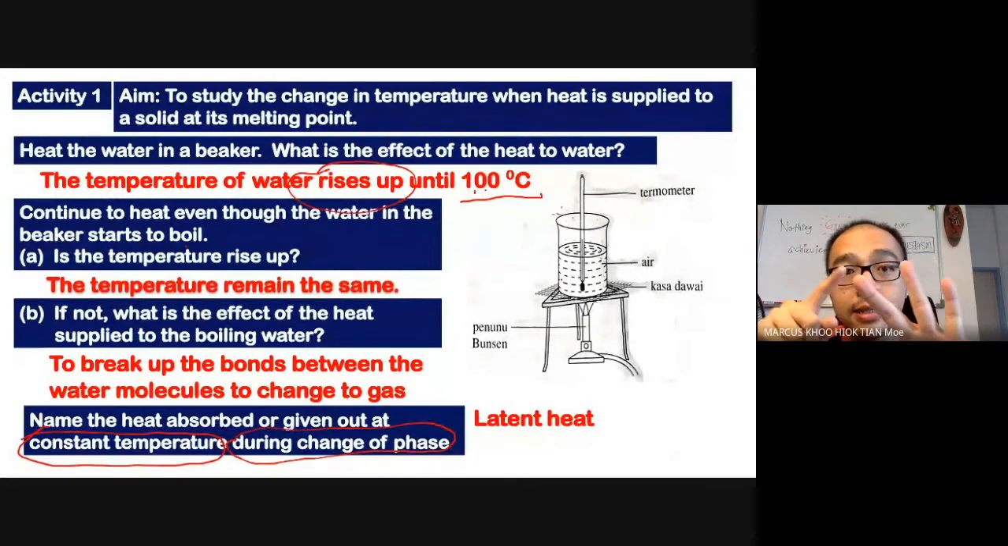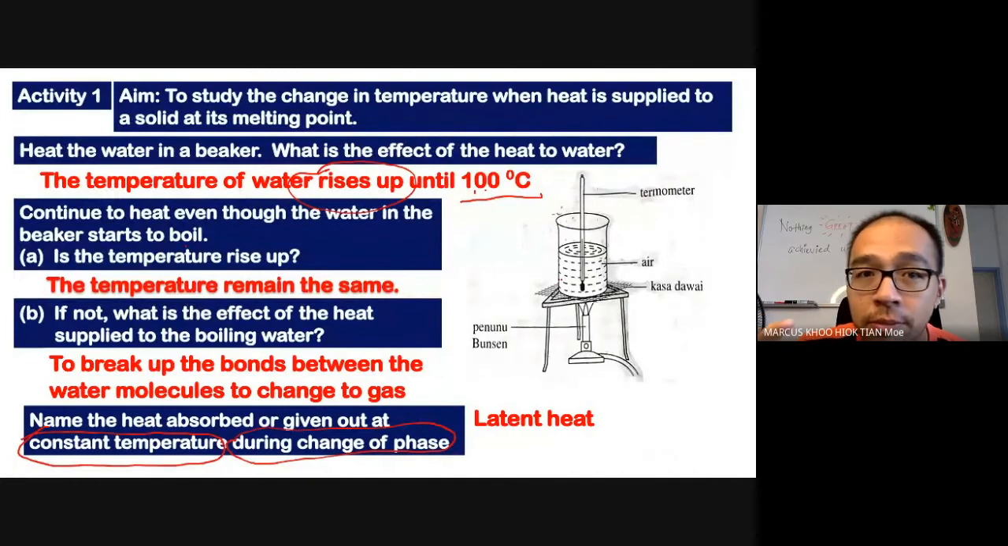Three phases: solid, liquid, gas. These are the three phases of matter, three states of matter. So when it is changing the phase, there is no temperature increase. Why is there no temperature increase? Because the heat that you provide is used to break the molecular bonds.